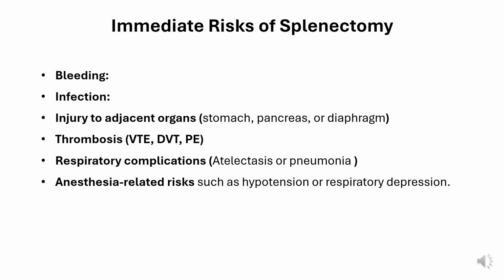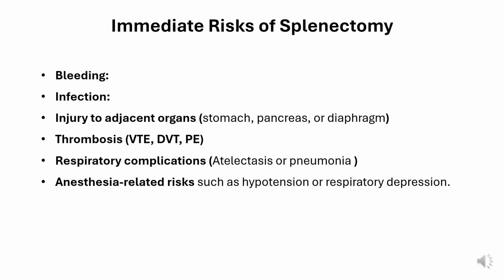Immediate, surgical, and postoperative risks. Bleeding: due to the spleen's high vascularity, there is a significant risk of intraoperative or postoperative bleeding. Infection: postoperative infections can occur, particularly at the surgical site or secondary to immunosuppression. Injury to adjacent organs: the stomach, pancreas, or diaphragm may inadvertently be damaged during surgery. Pancreatic fistula formation is a known complication.